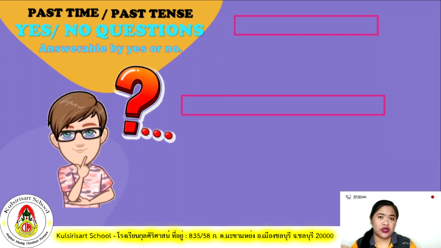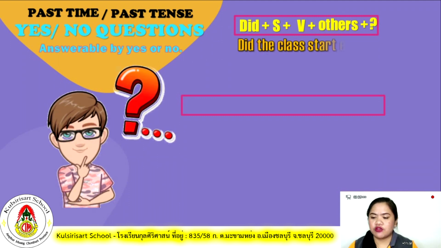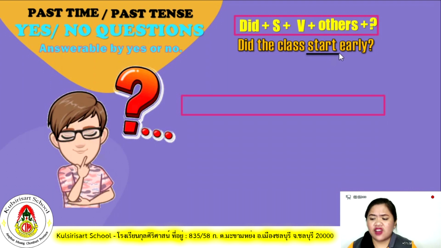Very good. So we have the pattern: did plus subject plus verb plus others plus question mark. Did the class start early? Where is the subject? Very good, the class. Now where is the verb? Very good, start. And we use start, although it's in the past, because we are using did. So should we use started? No, you should use start because we are using did as the helping verb.